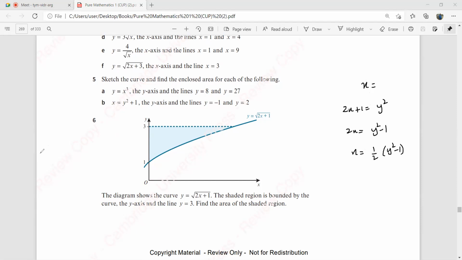So this area will be, therefore, limit from 1 to 3. You can write this half outside here, and this is y square minus 1 dy. Once you do that, you integrate this with respect to y. Let me do that for you. This is limit from 1 to 3. This is y cube over 3, and this is minus y. So you apply the limits, you will get that required area.